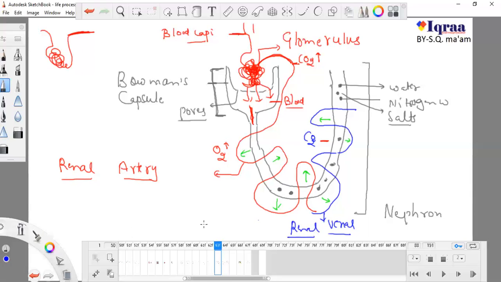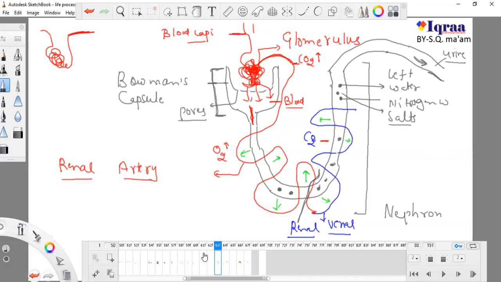Nothing is getting changed; they are just changing their gas composition, that's why I wrote this. Otherwise it is the same thing. So at this region, it has taken back what it wanted and left this thing. Now this thing will produce urine. This is the left part which will produce urine.